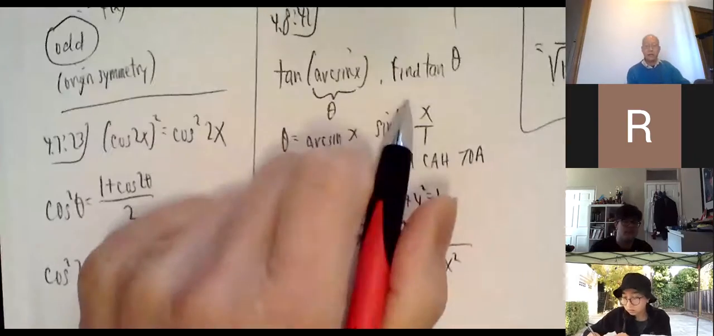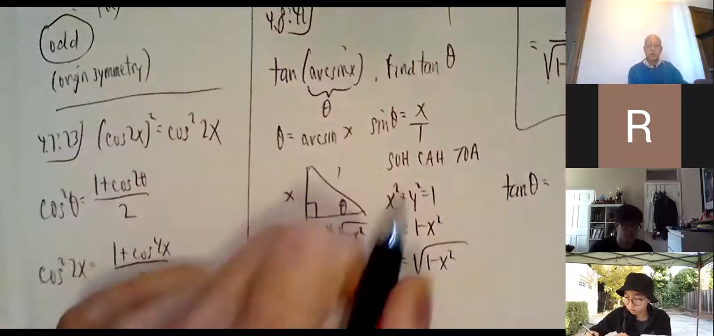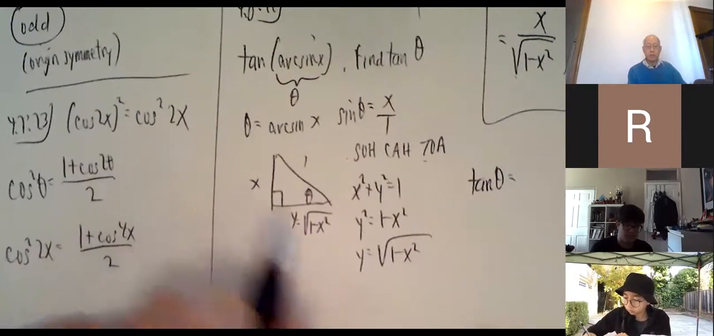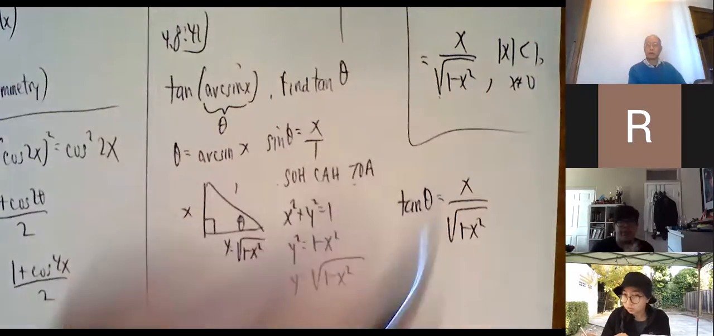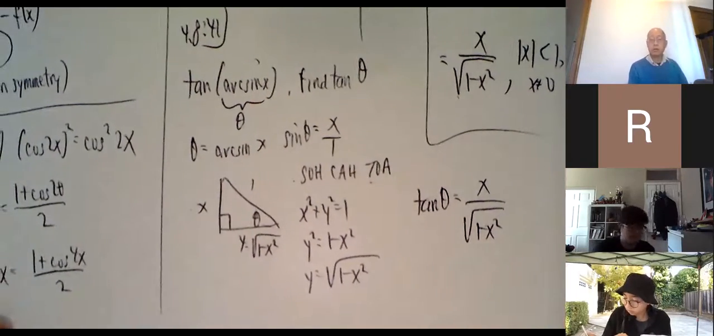And now what do I want? Tangent. So tangent, TOA, opposite over adjacent. So opposite over adjacent, x over the square root of 1 minus x squared. And there's the back of the book, so to speak. Okay.